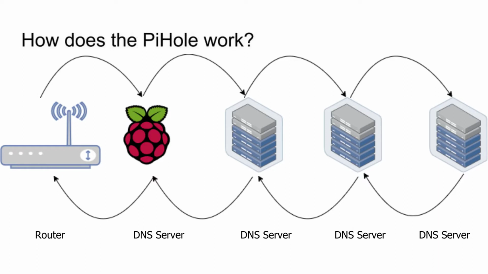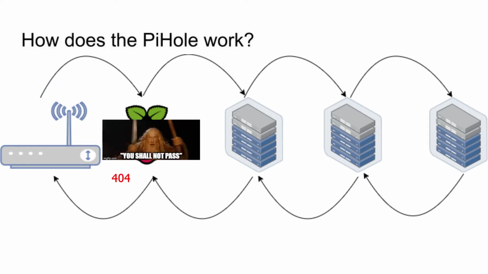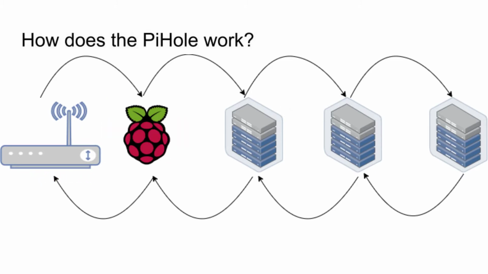The Pi-hole has a block list of known ad addresses, so when a request is made to an ad server, instead of passing the request up the chain, the Pi just says, sorry, this doesn't exist, and then the ad doesn't load on your device. And that's it, network-wide ad blocking, just like that.